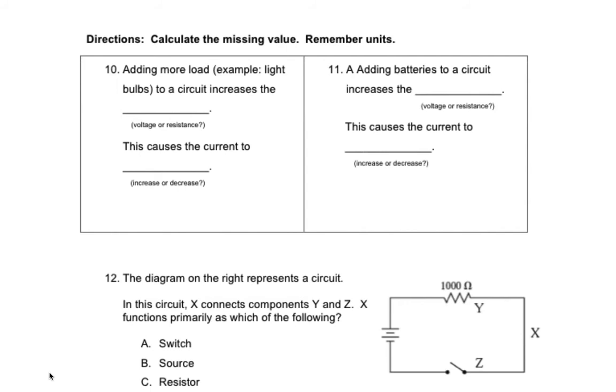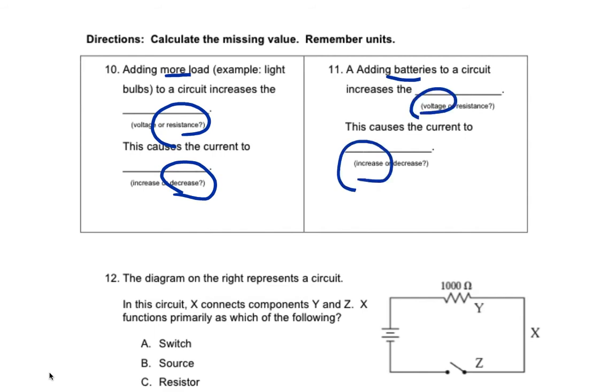We need to fill in the missing word. Okay, so number 10 says adding more load, for example a light bulb, to a circuit will increase what? The voltage or the resistance? This increases the resistance. Adding more load to a circuit increases the resistance. What does that do? That decreases the current. Number 11 says adding batteries to a circuit. That increases the voltage. That's what batteries do. Voltage increases the current. It pushes the current and makes it go faster.